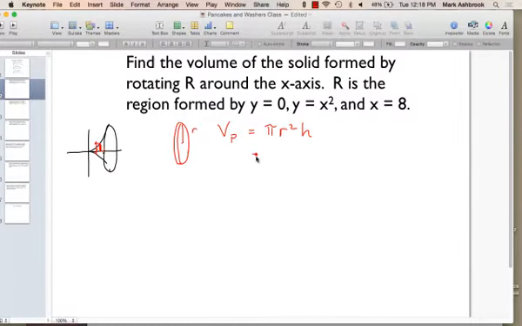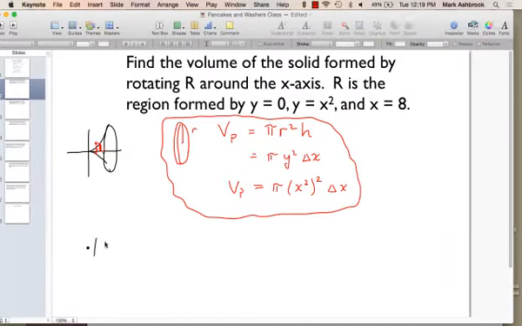And what about the height of the pancake? Change in x. That's a little change in x, right? So if we've got a little change in x, now we've got to write y in terms of x. So what is the y coordinate in terms of x? y is just x squared, right? So the volume of our pancake is pi y squared, or x squared squared, delta x. Okay, and so that's our setup work.